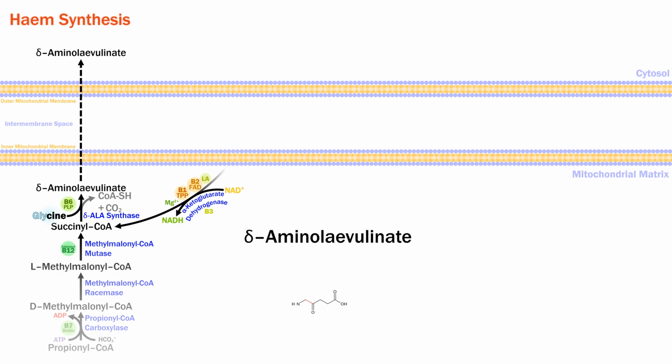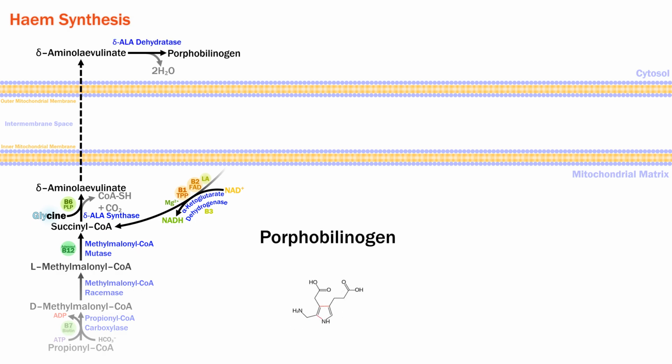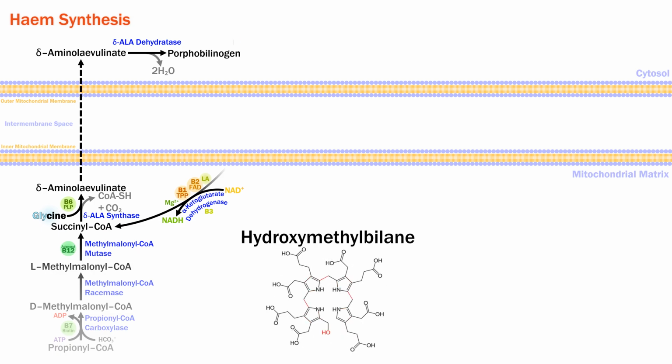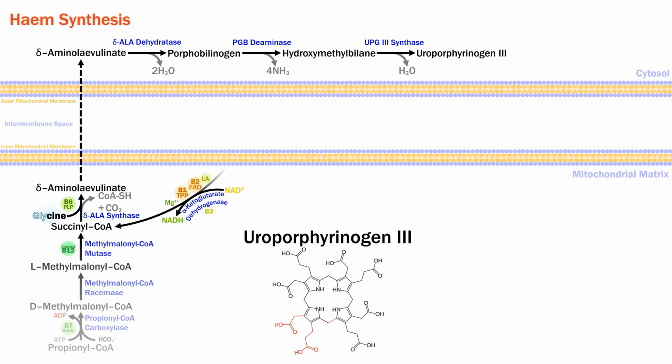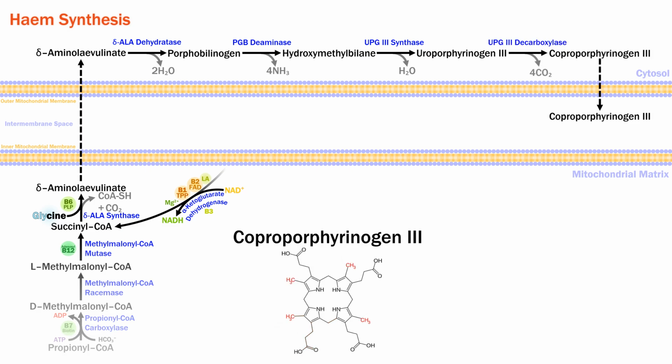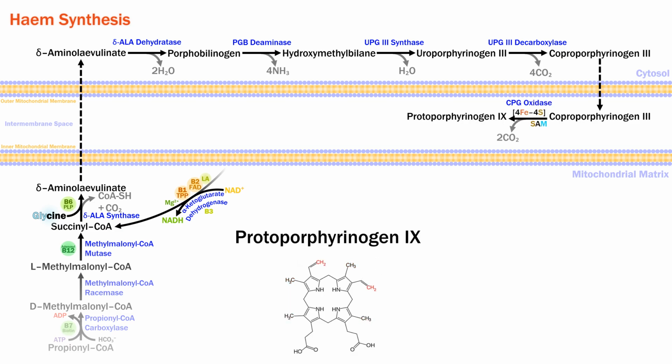Two of these are then fused together to create porphobilinogen. Then 4 of these are deaminated, forming an open ring structure. Next, the ring is closed. Some carboxyl groups are trimmed off, and the resulting coproporphyrinogen enters the intermembrane space. It's then transformed into protoporphyrinogen using another iron-sulfur cluster and S-adenosyl methionine, which is discussed in the B12 folate section.